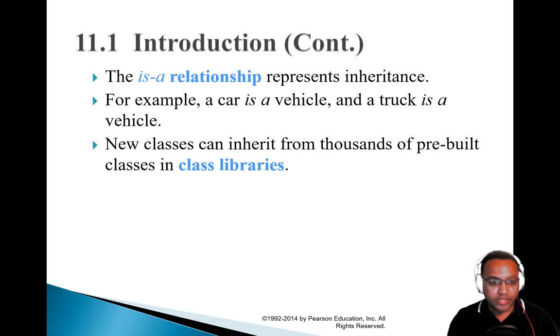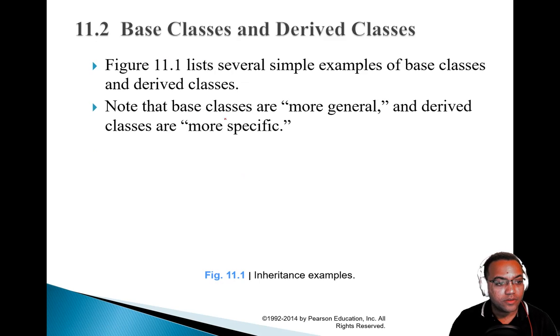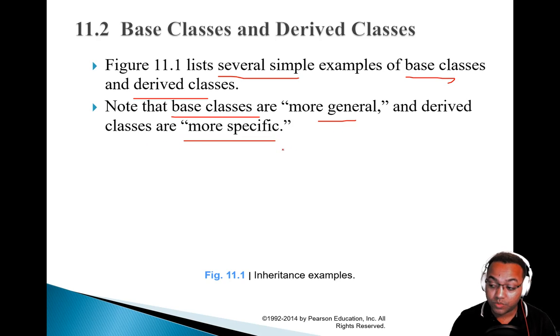The is-a relationship represents inheritance. For example, a car is a vehicle. As I said, a rectangle is a shape, and a truck is a vehicle. New classes can inherit from thousands of pre-built classes in class libraries, and we do it all the time. Figure 11.1 lists several simple examples of base classes and derived classes. Note that base classes are more general and derived classes are more specific. The reason why is because you want to create your base classes in such a way that they can be inherited more fully by more derived classes.